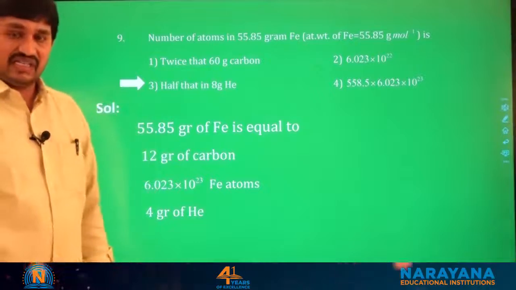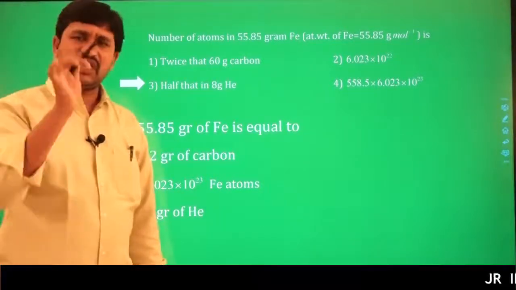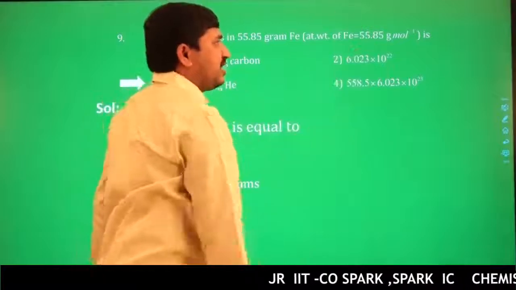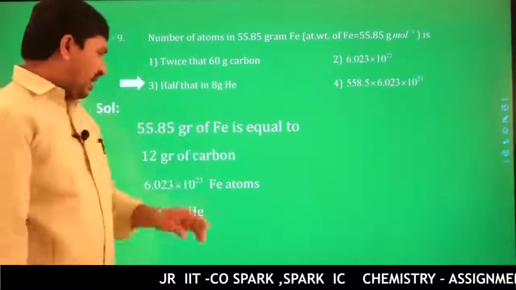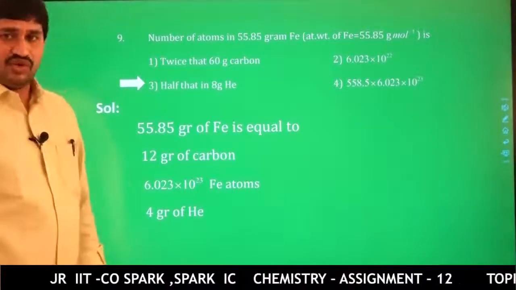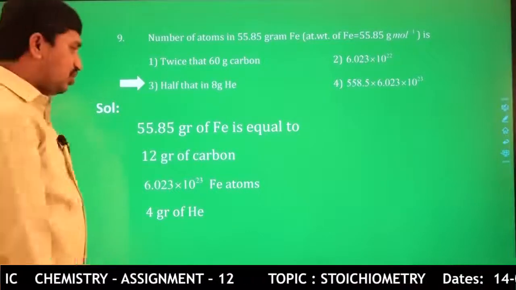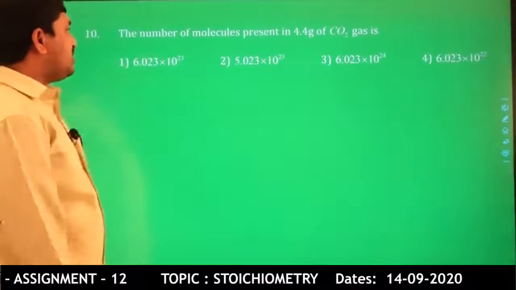Under STP condition, 1 mole of any substance is equal to its gram molecular weight. Here 55.85 grams of iron is 1 mole and 4 grams of helium is also 1 mole, that is related to the third option. Got it? So, go for the next question.